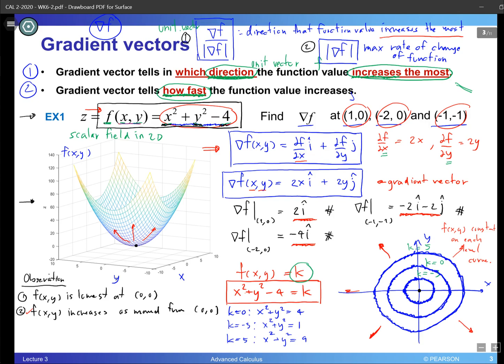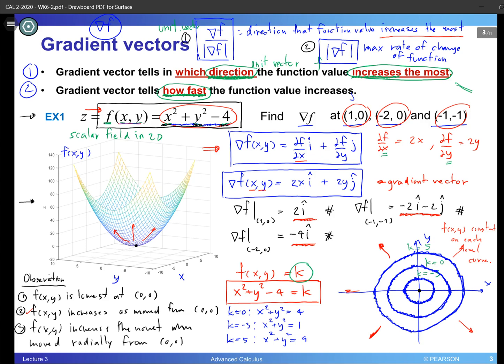So the last observation, number 3: f(x,y) increases the most when moved, and this is the keyword, radially, from the origin. You have to move away and you have to move in the direction of the radius. All right, so that is coming from the observation.